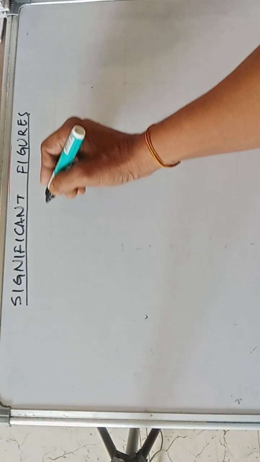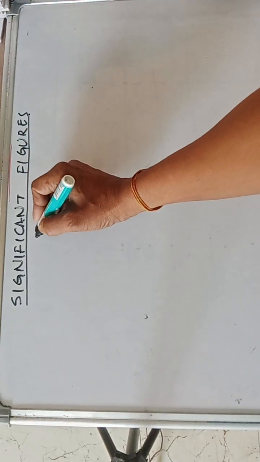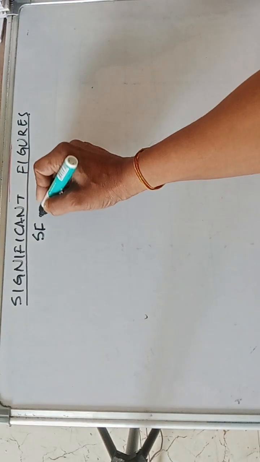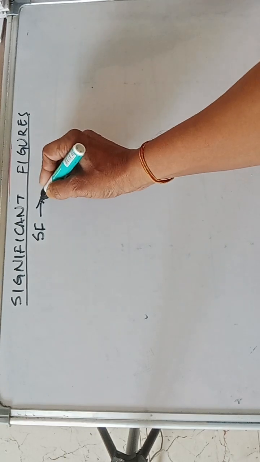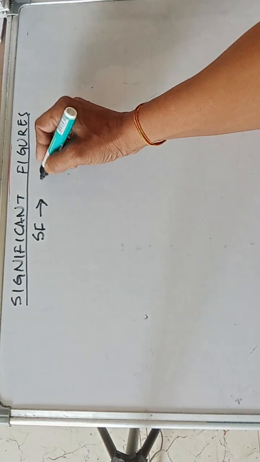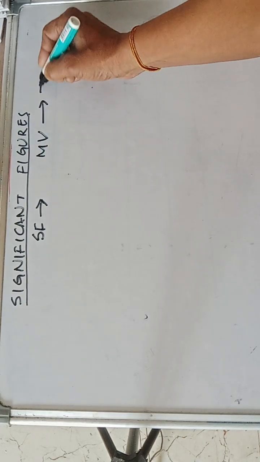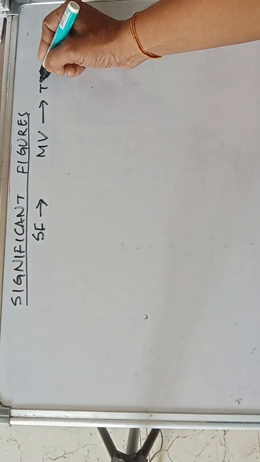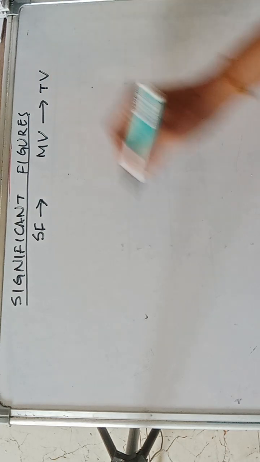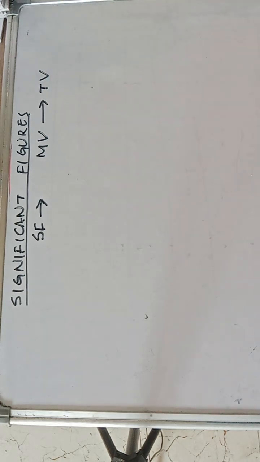Today we'll study the leftover part of significant figure. As we have discussed, significant figure is the result of measurement or accepted measured value. It is very nearer to the true value of the quantity, the true value of the item we want to measure.